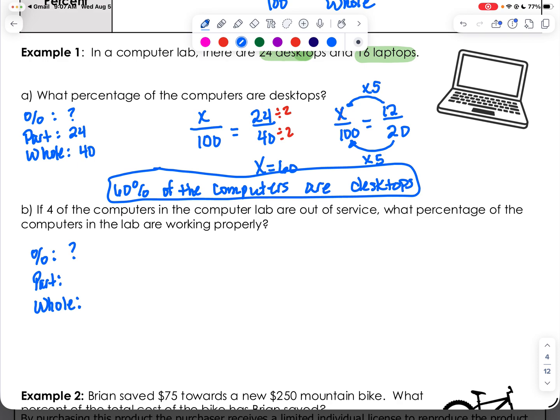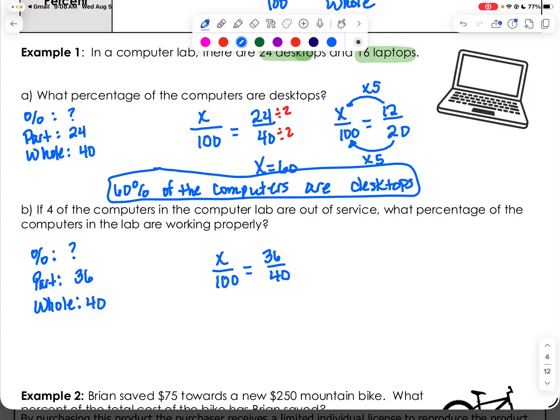It told us that 4 were out of service. 4 out of 40, as a matter of fact, are out of service. That means 36 out of 40 are working properly. So let's set up our percent proportion again. x over 100 equals 36 out of 40.